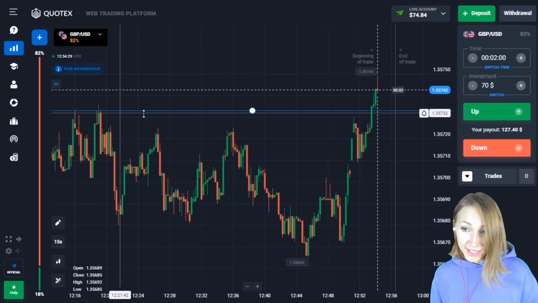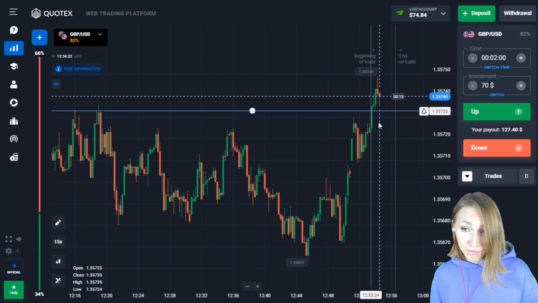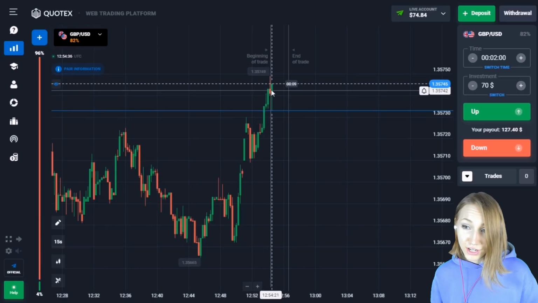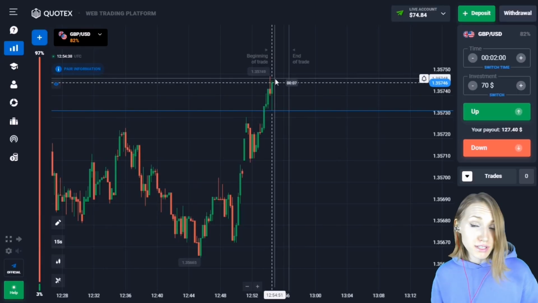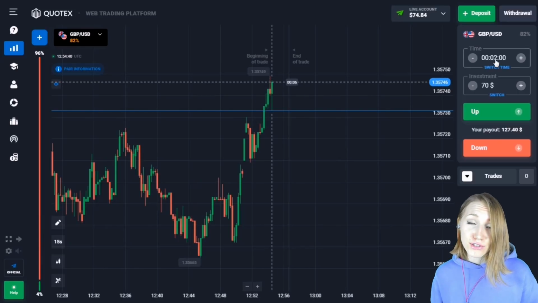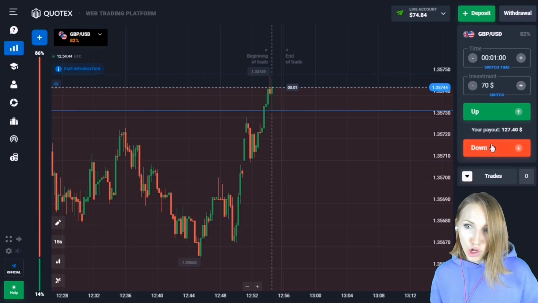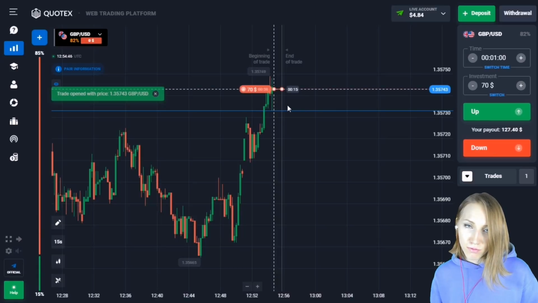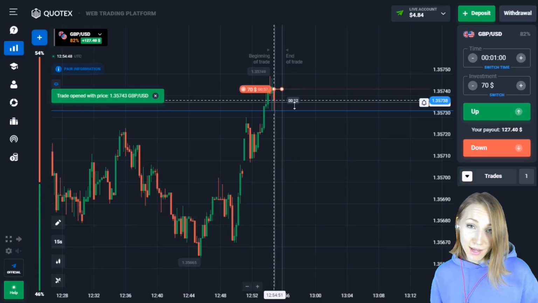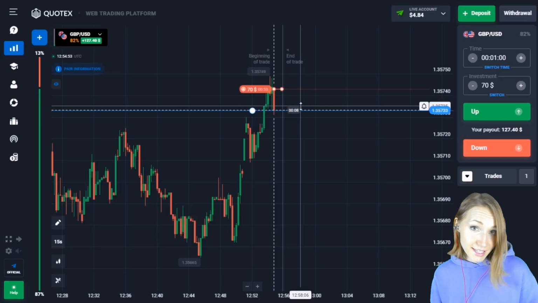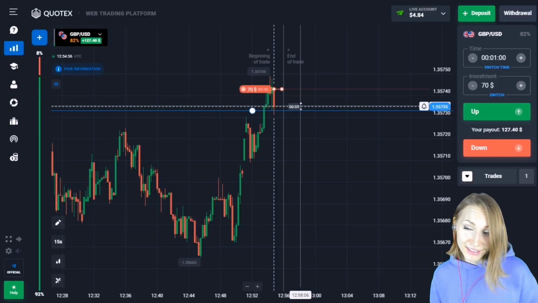Well, here you can see the resistance level, and right now the price has already broken through this level. So let's open the trade for 1 minute. We're down because after the breakthrough the price is starting to slow its pace, and you can see small candlesticks and long wicks. So maybe there will be a pullback down to the support level, because after this breakthrough the resistance level becomes the support one.